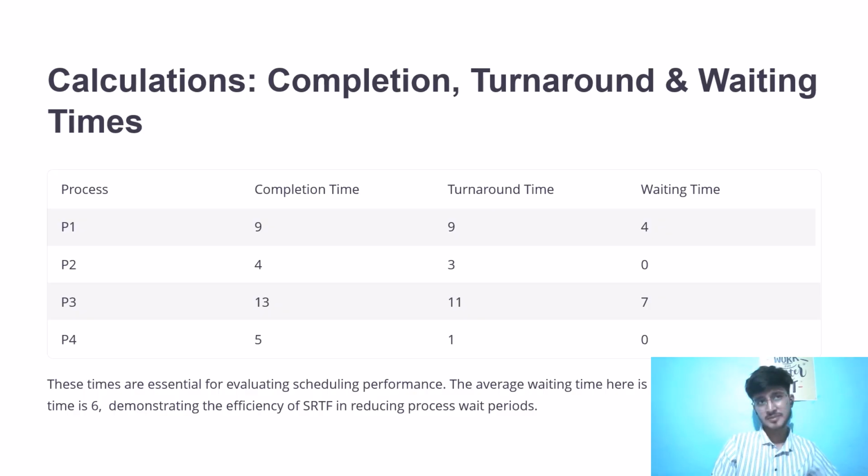Turnaround time is basically completion time minus arrival time. So for the P1 process, the arrival time is 0 and the completion time is 9. So 9 minus 0 will be 9. P2 has arrival time of 1. So 4 minus 1 will be 3. The completion time of P3 is 13, then 13 minus 2 will be 11, and 5 minus 4 will be 1.